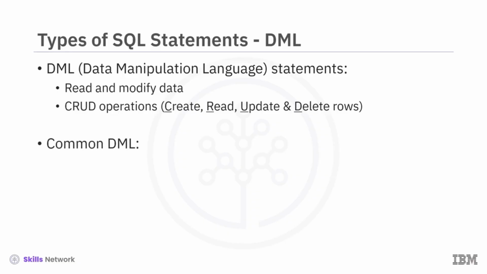Common DML statement types include insert, select, update, and delete. Insert is used for inserting a row or several rows of data into a table. Select reads or selects row or rows from a table. Update edits row or rows in a table, and delete removes a row or rows of data from a table.